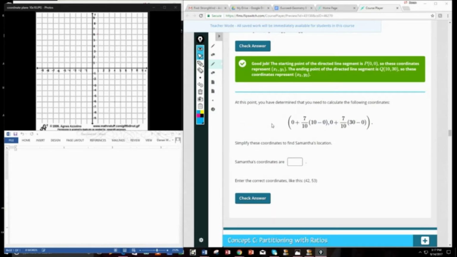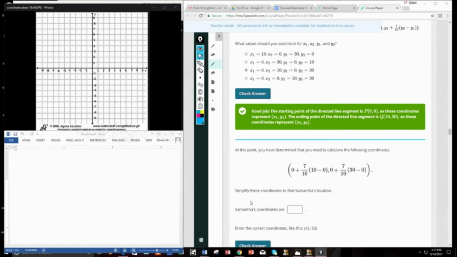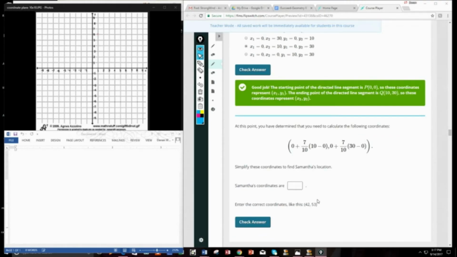At this point you have determined that you need to calculate the following coordinates. Where did these numbers come from? They substituted x1 for 0. So everywhere there was an x1, they plugged the number 0 in instead. And everywhere there was an x2, they replaced it with 10. So that is where all of these numbers came from. Now we need to simplify these coordinates. If I'm not great at mental math, then what can I do? I can use a calculator.